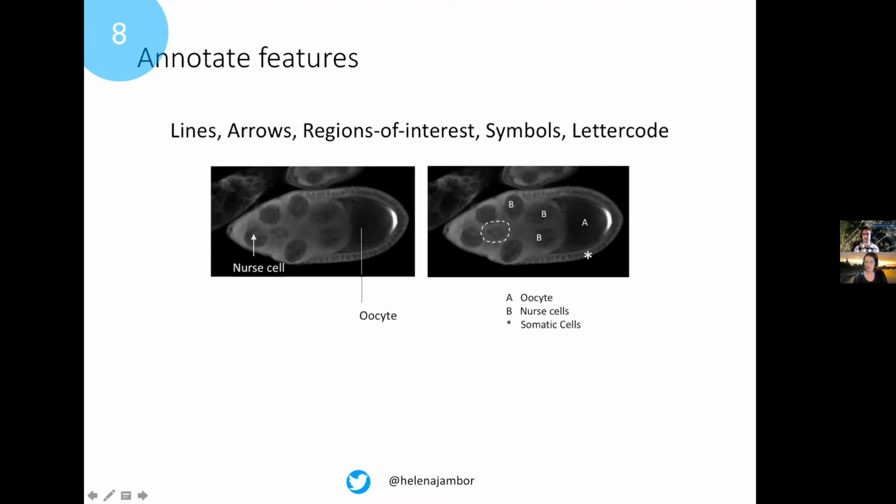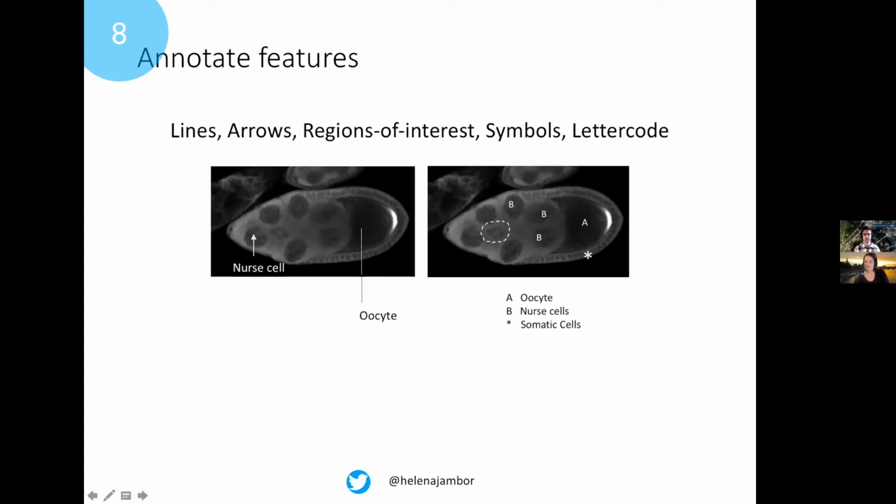We also have regions of interest. These are, for example, dashed lines that can show an entire region, for instance, in a microscope image. We have symbols such as a star, and we have a letter code. The letter code is really fantastic because, in our alphabet, it can label up to 26 structures with a very clear meaning, so we can discern them. Obviously, you have to make sure that they are explained somewhere.